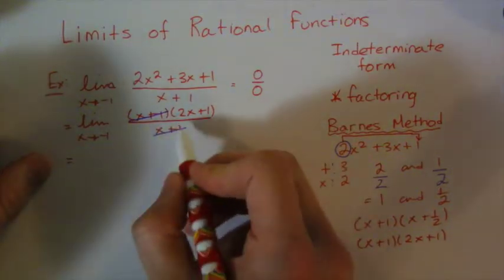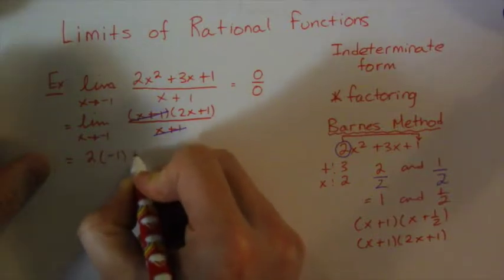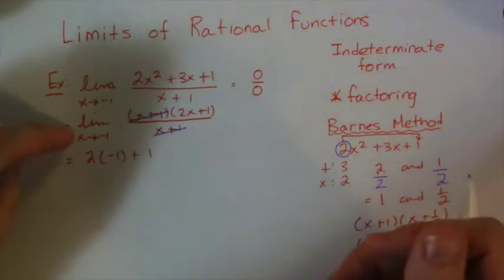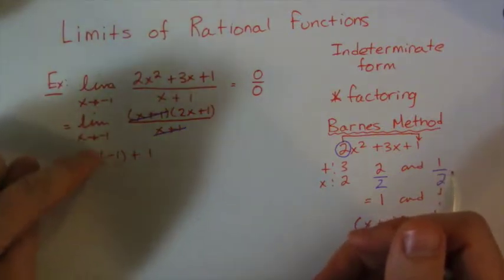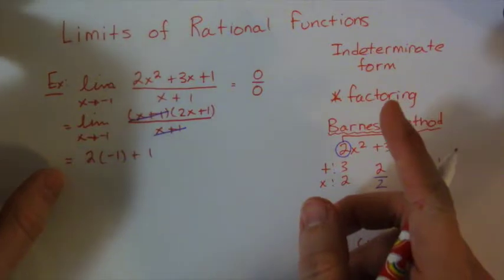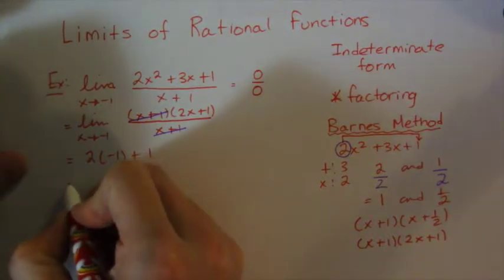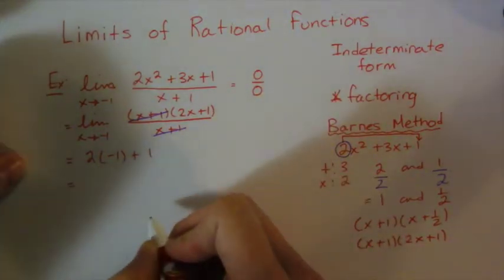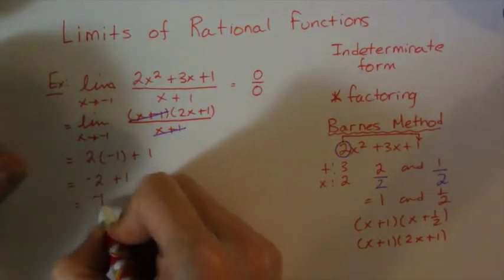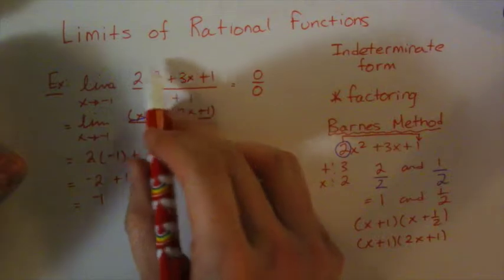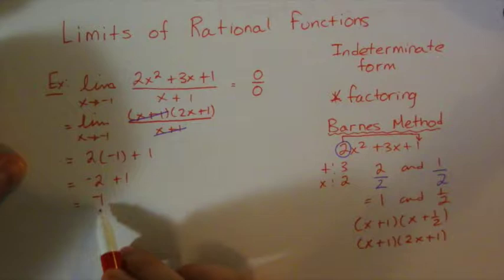Now, since we have only 2x plus 1 left, we can actually evaluate our limit. What I say to my students is the limit is like you have one bullet in a gun. Once you use it, it's gone. So once I use that -1 to sub in, it's over. I can no longer write it down. I have to simply get rid of it, and it's gone forever. 2 times -1, that's -2, plus 1, and that is -1. So the limit of this rational function, 2x squared plus 3x plus 1 over x plus 1, is -1.